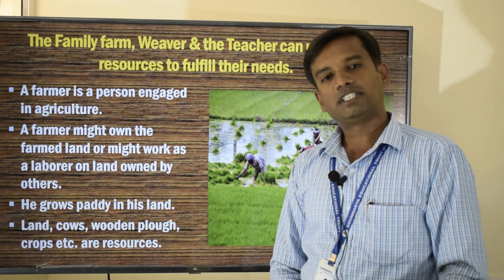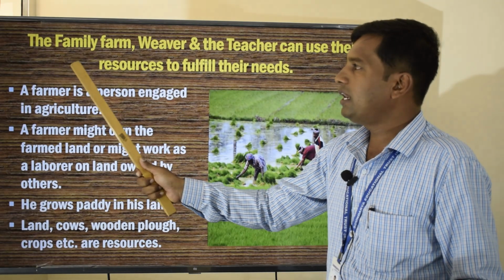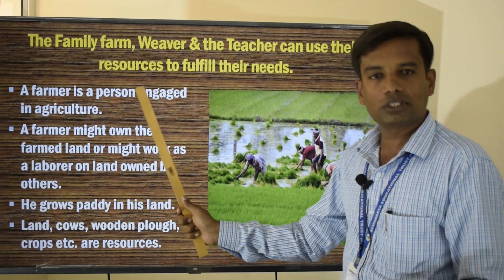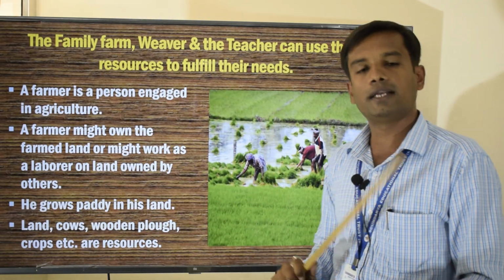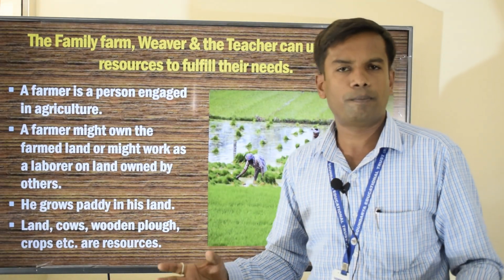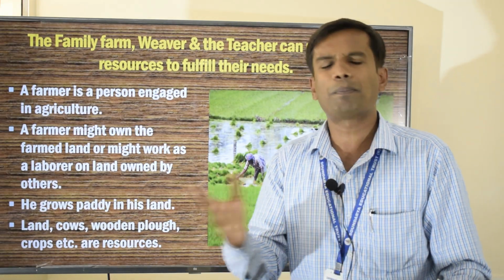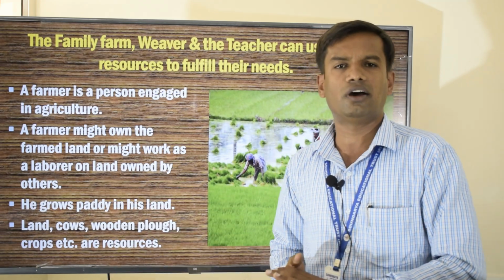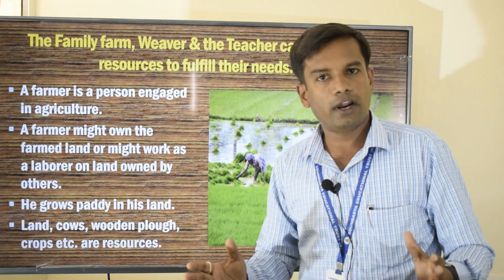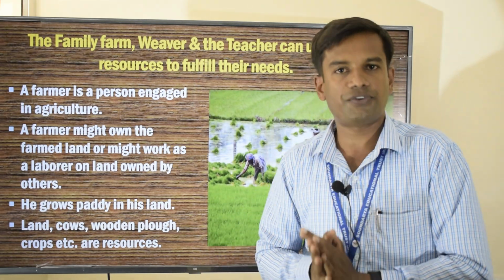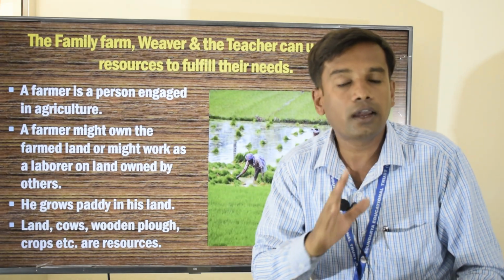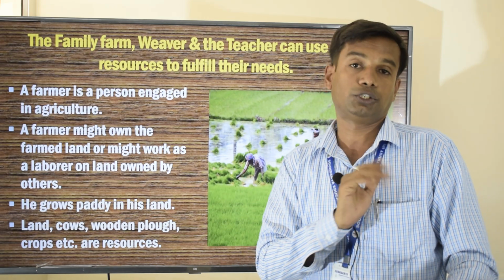Now another concept. See here, the family farm, a weaver and the teacher can use their resources to fulfill their needs. In the society we can find various types of personalities or workers: doctors, lawyers, engineers, teachers, a common person. Each person is different, each person's occupation is different. Of course, everybody will satisfy their needs with the availability of resources.